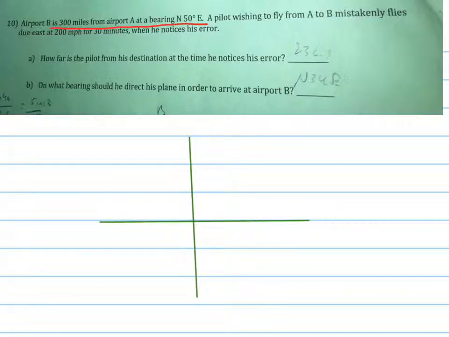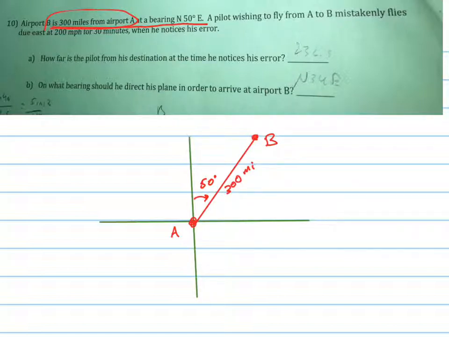So, let's call this A. B is 300 miles from A at a bearing of north 50 east. So that would be like this, and try to draw it to scale as much as possible. It's 50 degrees there. So there's airport B up here, and that distance is 300 miles.